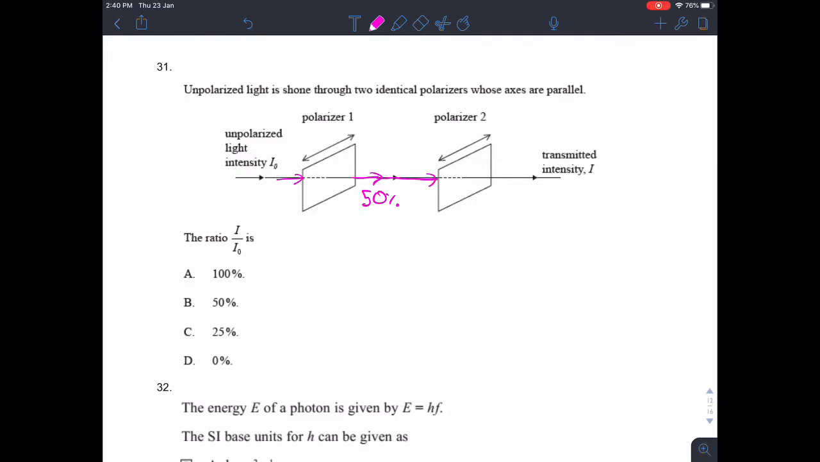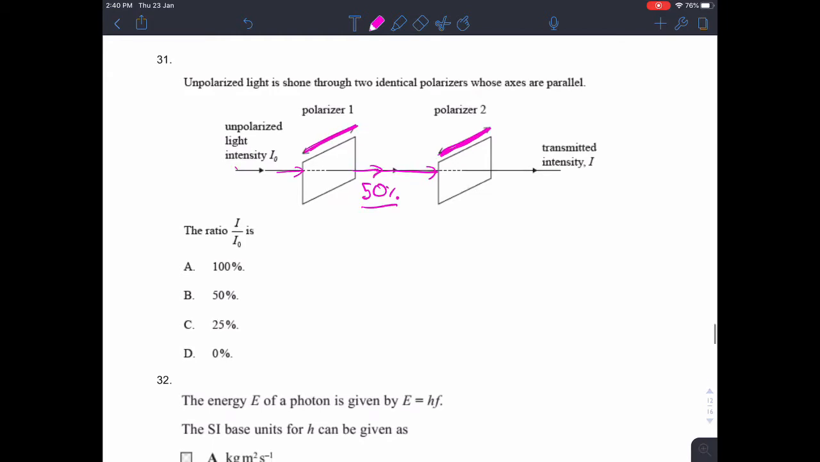So when it goes through the second polarizer, it doesn't lose any more intensity because this polarizer is aligned in the same direction. So here it's 50% because it's unpolarized light going through a polarizer. But here it's not going to be polarized any differently because the axes are the same. So this is still going to be 50% coming out here. So the ratio is 50%.